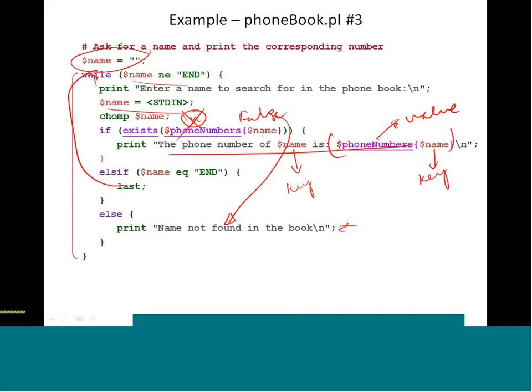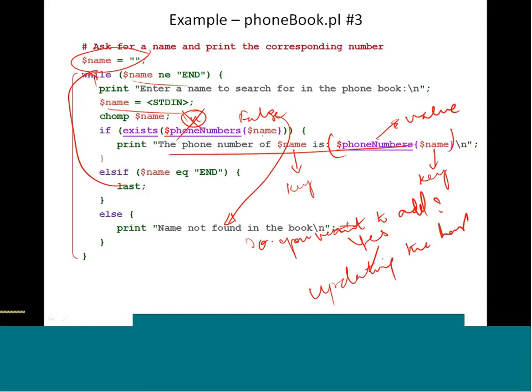Here you can do some additional tricks. Maybe you can also say, hey, if it is not found, do you want to add it? And then if the user says yes, then you go into updating the hash array, and I think you can easily update the hash array by just using this $numbers{$name} equal to $number.